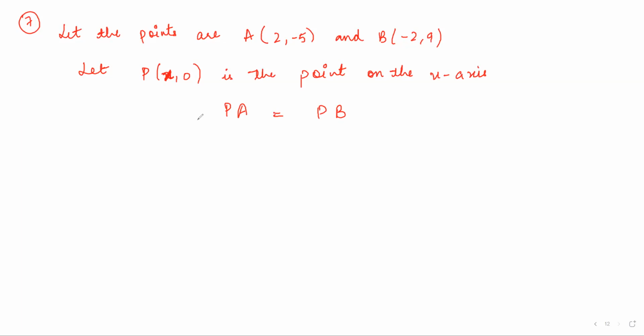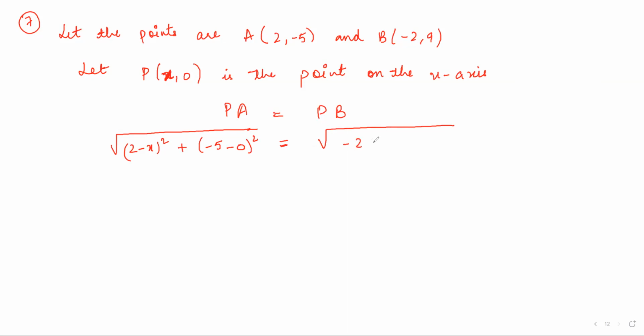Okay. So that means this point is equidistant from A and B. So my distances are equal. So just find out what is PA and what is PB and equate it. So how much is PA? X2 minus x1, that means 2 minus x whole square, plus y2 minus y1, so minus 5 minus 0 whole square, will be equal to PB.